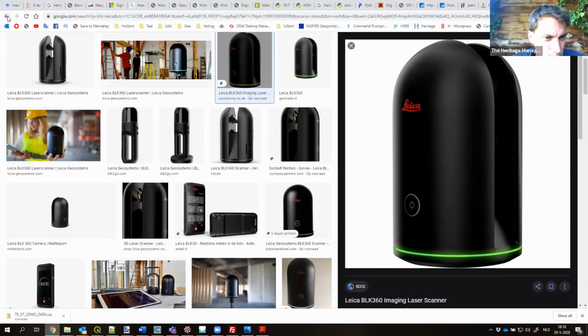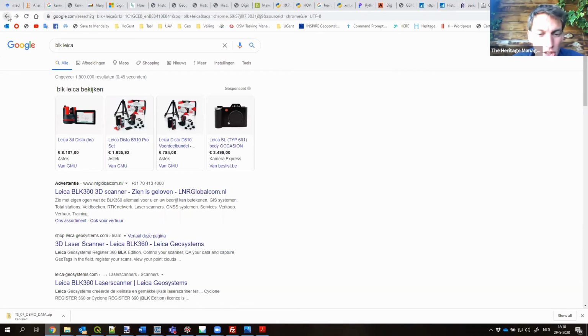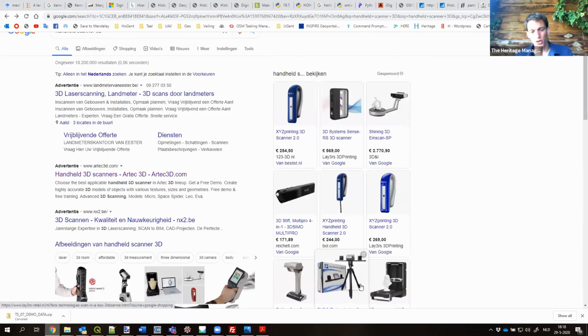But just please keep in mind that these systems that I just showed you are very useful and interesting for short range applications, indoor, but definitely not for outdoor applications.